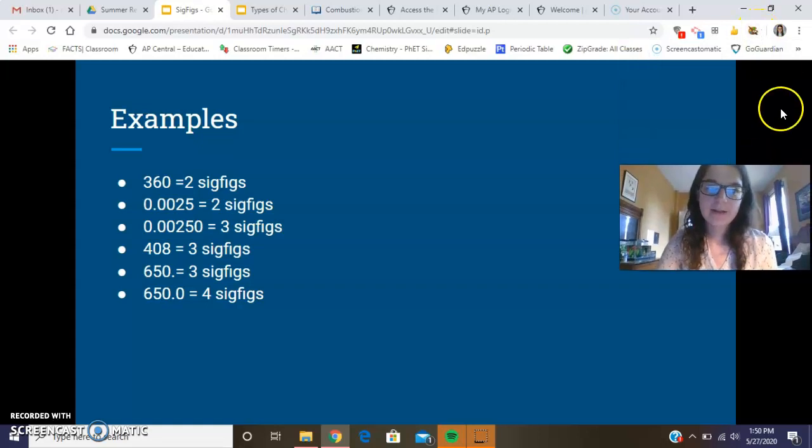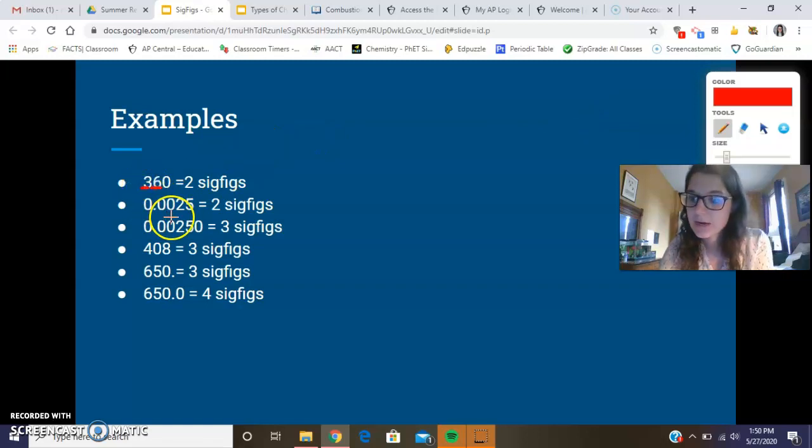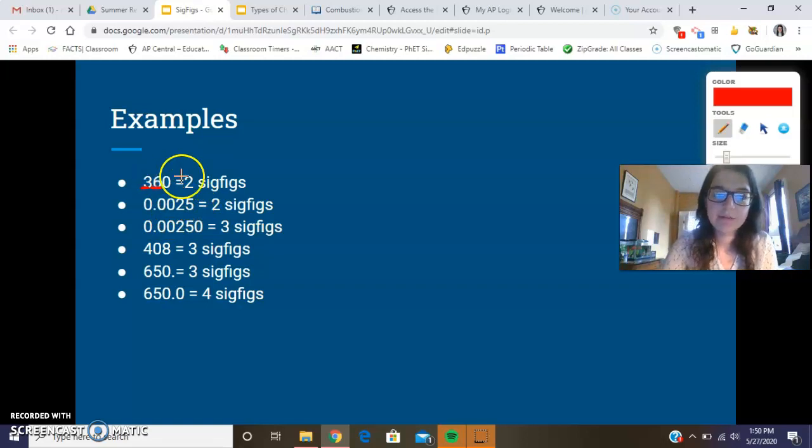So here I have some examples. We have the number 360. It has 2 sig figs. They are 3 and 6 because those are both non-zeros. The 0 is not significant because there is no decimal place. Here, this is not significant, this is not significant, and this is not significant because they are all zeros before a non-zero. 2 is a non-zero and 5 is a non-zero, so I have 2 sig figs.